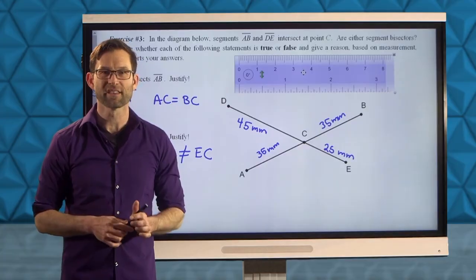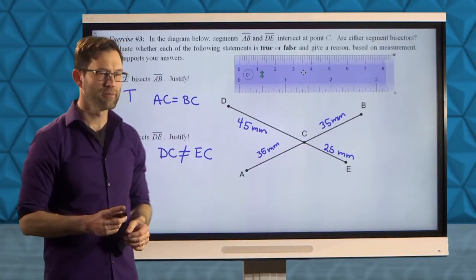All right, segment bisectors, pretty easy. Let's do a little bit more work.